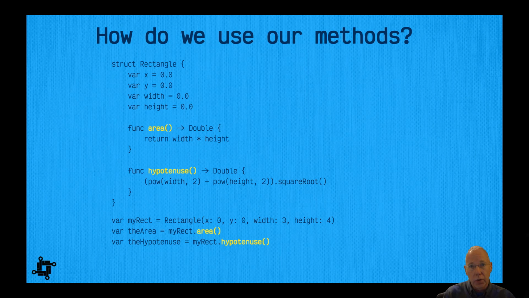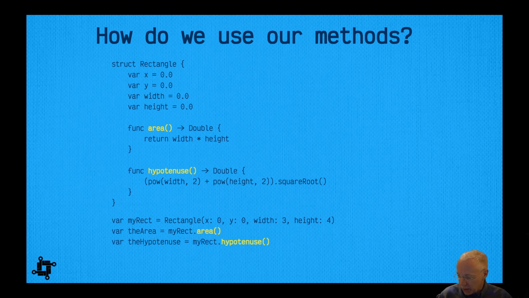So how do we use those? Well, here we've declared a var called myRect. And here was our initializer. So we have the rectangle. We gave it some initial 0, 0 point. And then we gave it a width of 3 and a height of 4. And so the area here is going to be myRect.area.